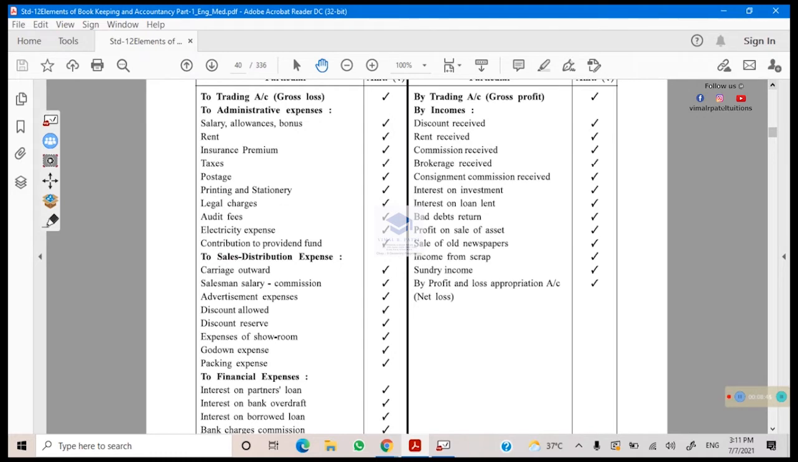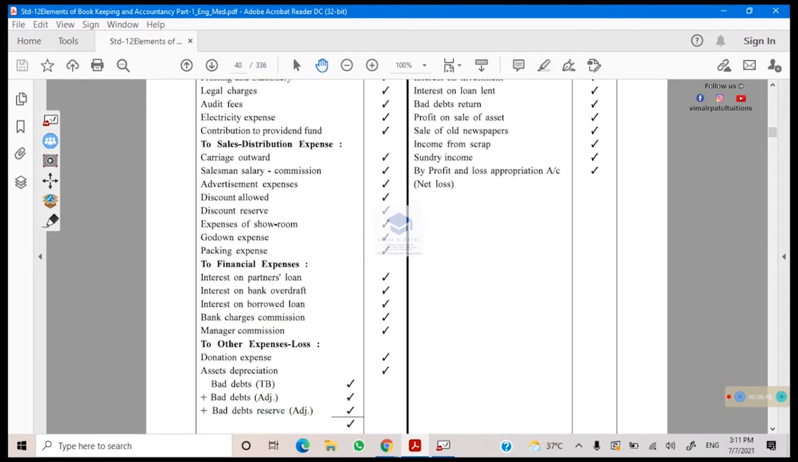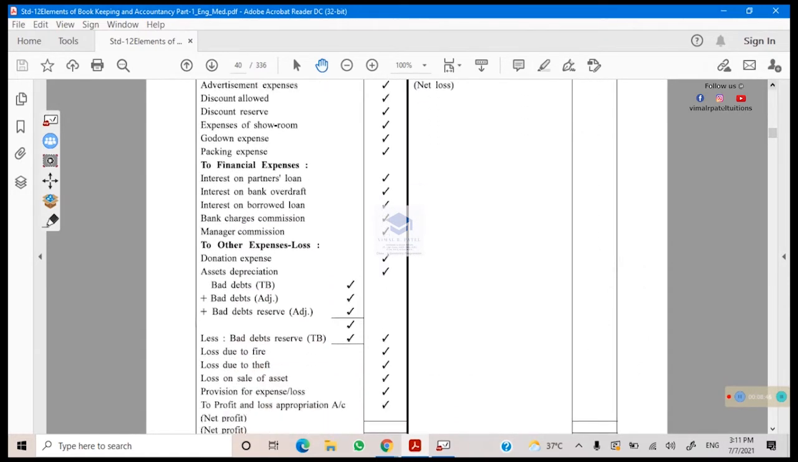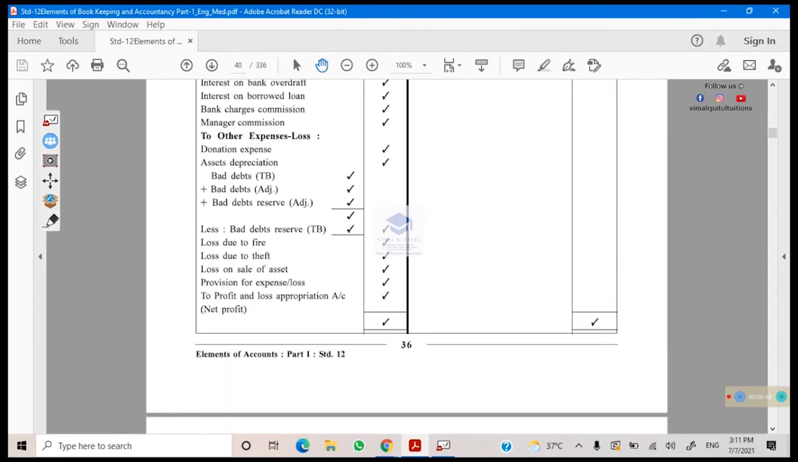And by closing profit and loss account, if credit side total will be higher, the difference will appear on debit side. It will be known as net profit, which will be transferred to credit side of profit and loss appropriation account.